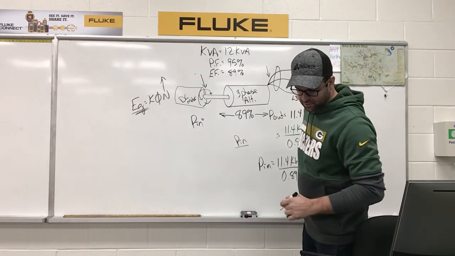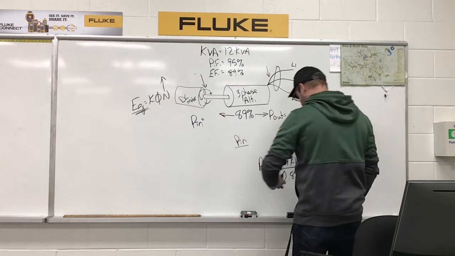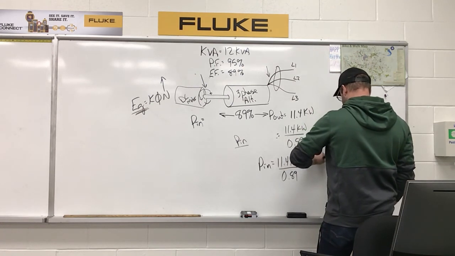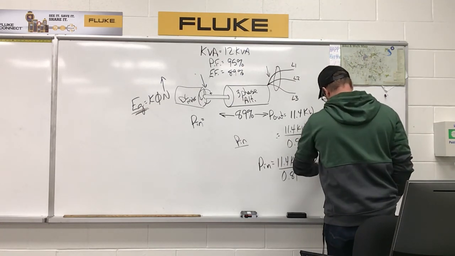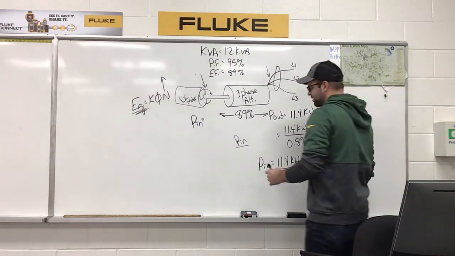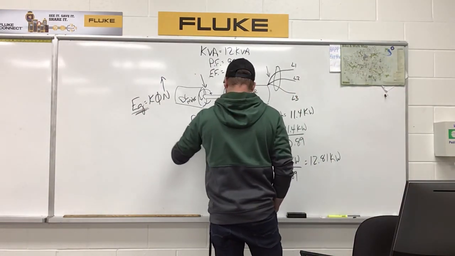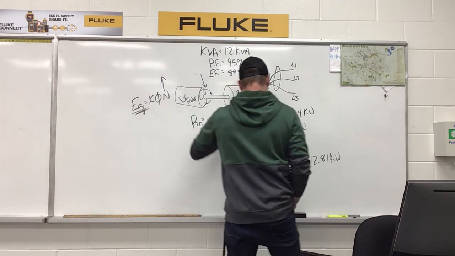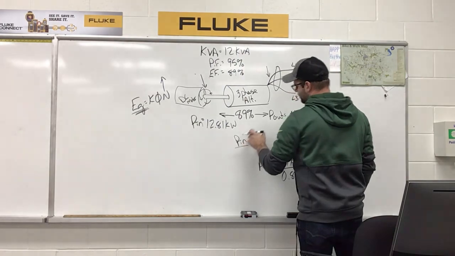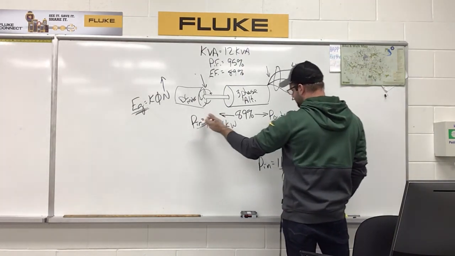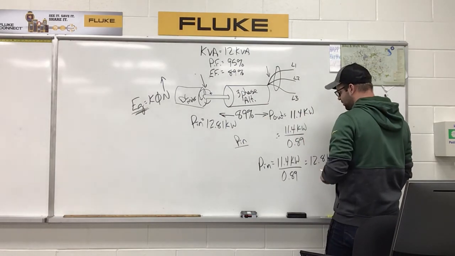We'll round up, 12.81. So 12.81 kilowatts as our power in. So that would go over here. And notice when we went to the left, the value got larger. When we went to the right, the value got smaller.